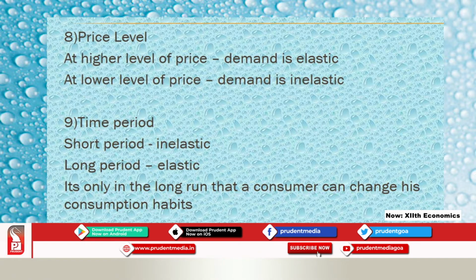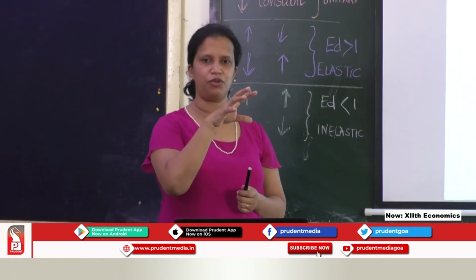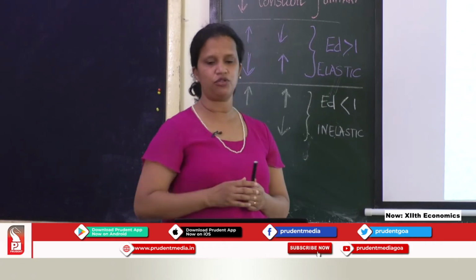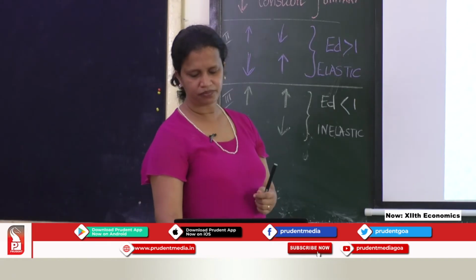Next we come to price level. This point almost overlaps with the previous one. At a higher level of price, demand is elastic because you have to spend a large amount of your income on that commodity. So, you are sensitive to a price change. But if the price is at a lower level, it is inelastic. Even if the price increases by a certain amount, it really will not matter for you.